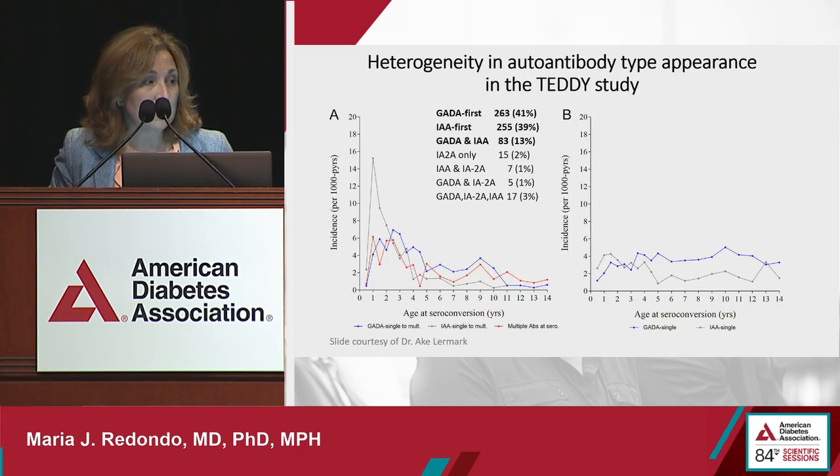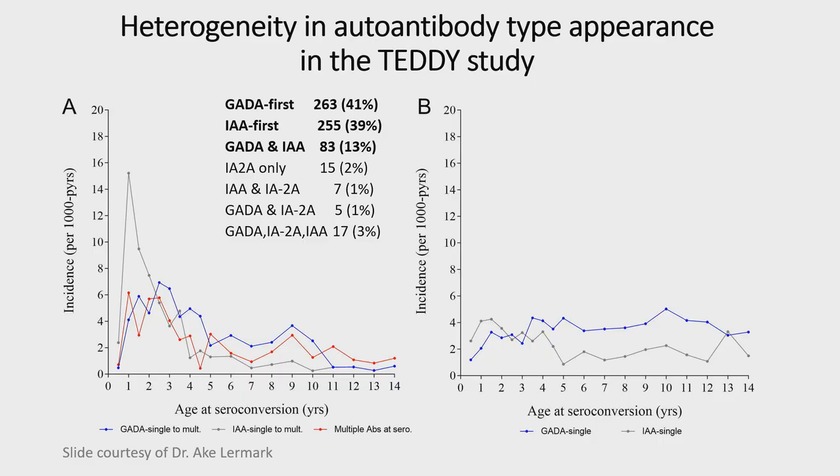And I will be able to present a little bit of that at the end. So this is a slide shared by Dr. Oki Lermark and by Kendra Vihik, who has been working on this for a number of years as well. This represents children followed by the TEDDY study, which, as you know, follows children who are genetically at risk for type 1 diabetes, but are followed from birth.